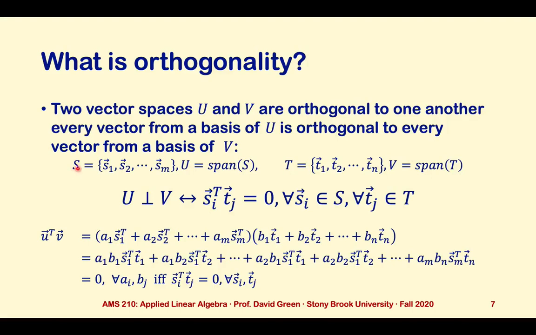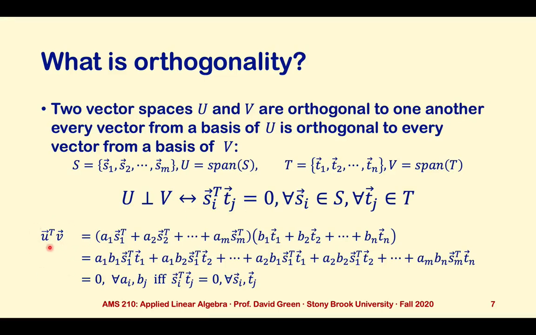So if we have some set of vectors S_i that together span U, their linear span is U, they are a spanning set of U, or a basis, and T is some set of vectors T_i, which together span the vector space V. U is orthogonal to V is equivalent to every vector from S dotted with every vector from T giving 0. Why is this true? Why is this enough?